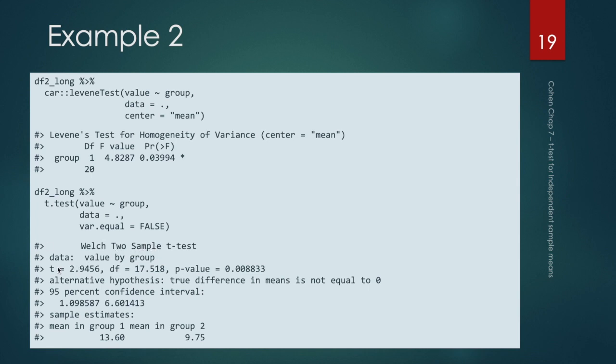And as you can see, when that happens, when variances are not equal, your degrees of freedom end up being not a whole number anymore. And there's a different calculation for it. But by saying var.equal equals false, we're adjusting for the fact that the Levene's test is significant. So what we see is our t is 2.9, with the degrees of freedom and our p-value. In other words, it looks like there's a significant difference in the means here. We can see what the means are, our 95% confidence interval, and the difference between the means.